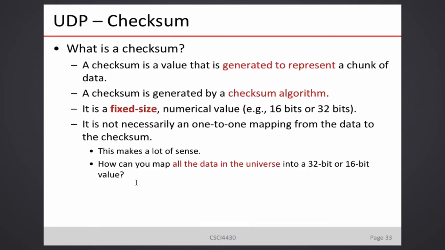So, UDP handling of corrupted data is very standard. So what is the standard way? It generates a checksum. How many of you have heard of MD5? Only a few. SHA series, SHA-1, 2, 3. Okay. So this is what we call a cryptographic checksum.